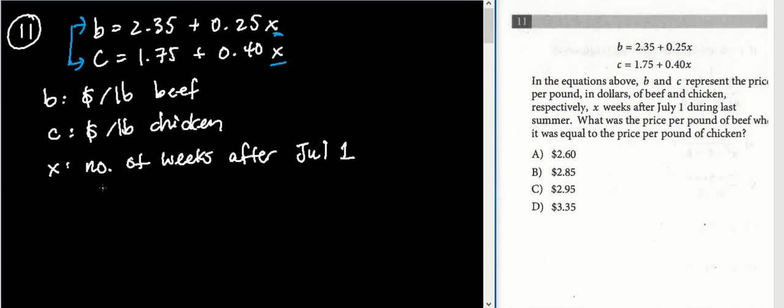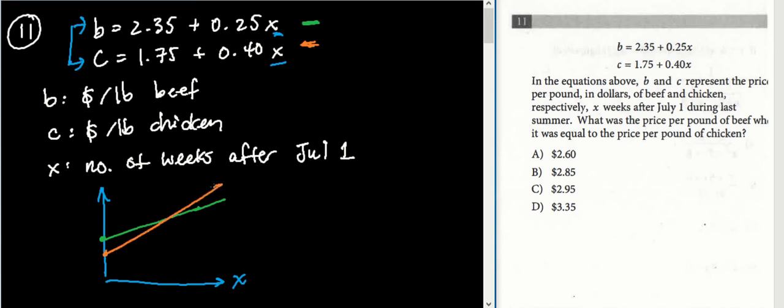It's not very time consuming to build this kind of graph, so we'll graph this out. We'll have x as our input. I'll represent beef with this green series, so let's say it starts off at 2.35, and we know that it goes up by 25 cents each week. I'll use, let's say, orange for chicken. It starts off a little bit lower, but it increases at a rate of 40 cents per week.